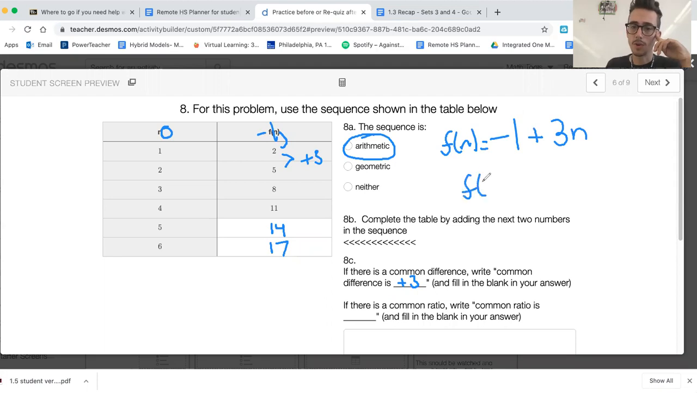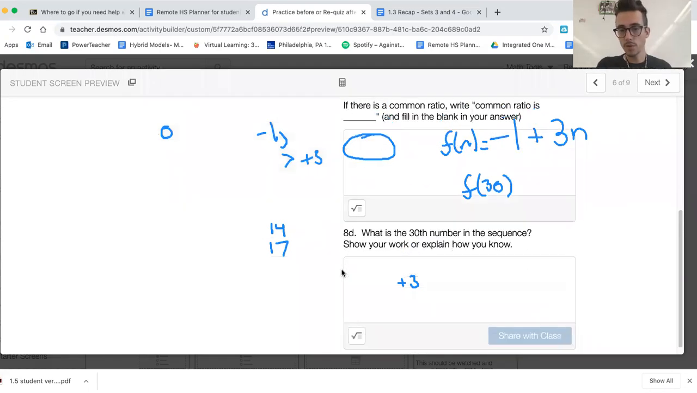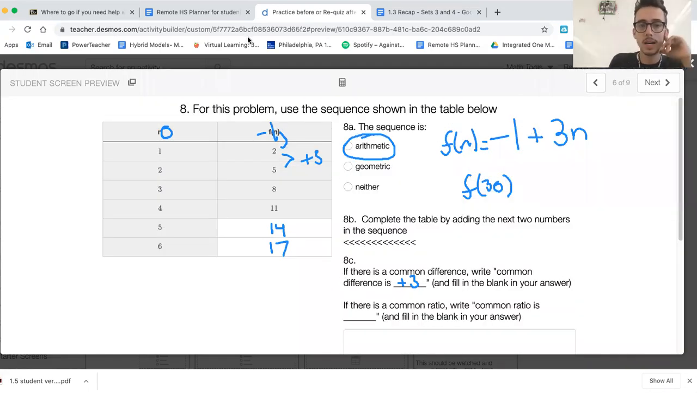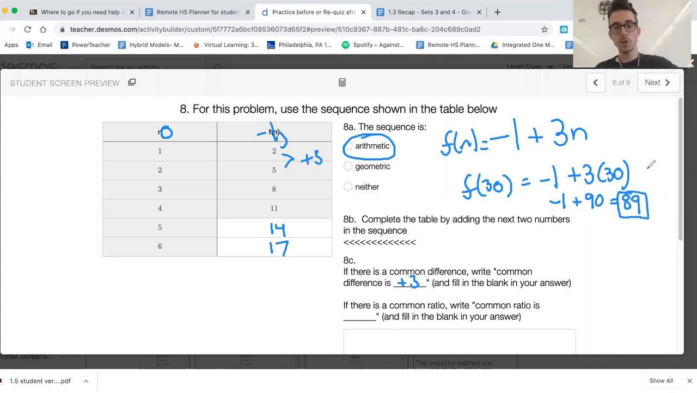And if we're aiming for our 30th term, it's checking for 30, right? Yeah, 30th term. Okay, cool. We could take -1, which is still there, plus that 3 times that 30, -1 plus 90, getting us 89. So that's f of 30, the 30th term. Does that make sense? I hope it does. Pause the video, write this if you need it.